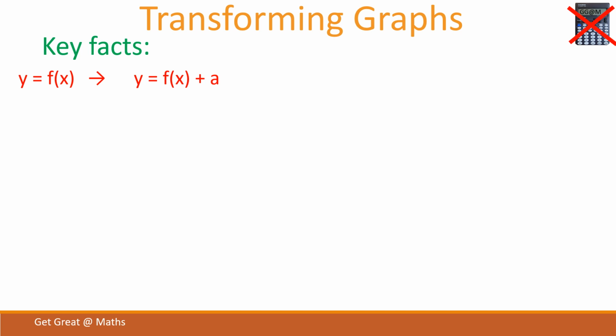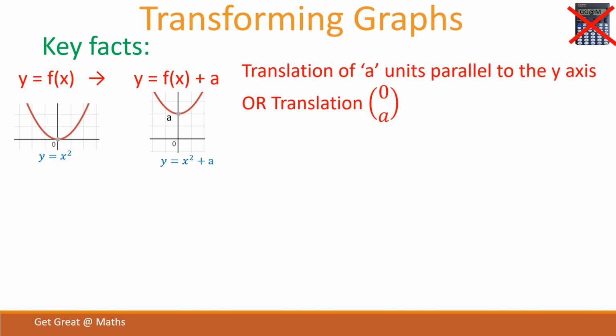So our first key fact is the graph of y equals f of x goes to y equals f of x plus a. If I think about the graph of y equals x squared, and then I translate that by a units in the y-axis, my new equation becomes y equals x squared plus a. So the original graph has been shifted up by a units. We say that is a translation of a units parallel to the y-axis, or a translation of (0, a), and we can write that as a vector.